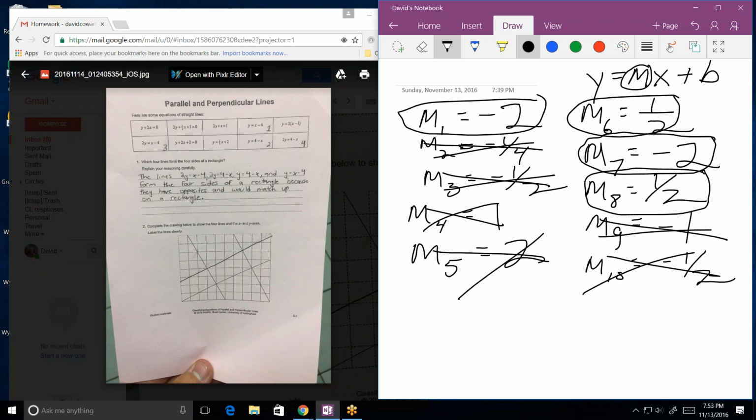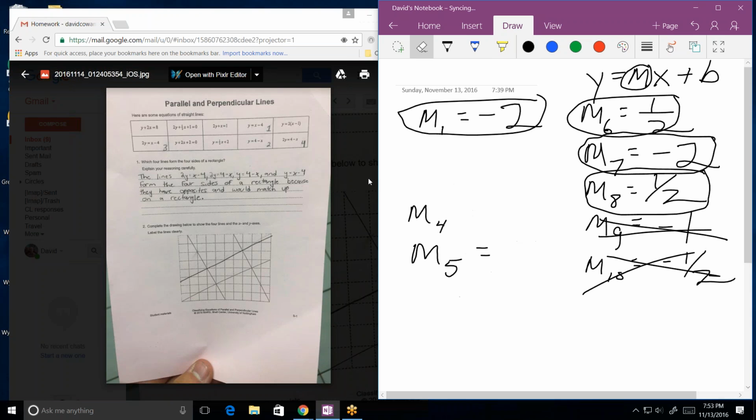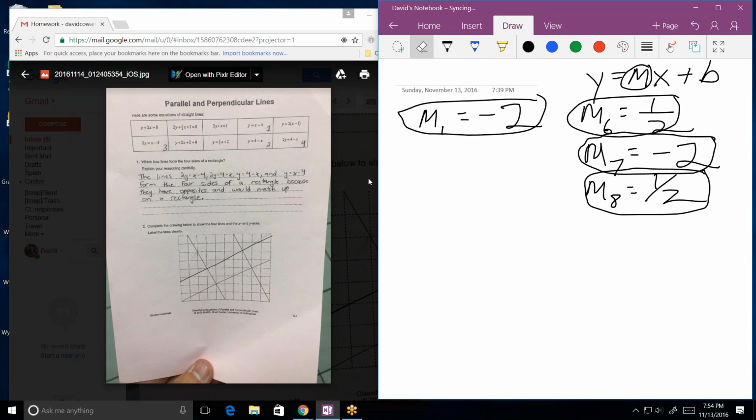Okay? Now complete the drawing below to show the four lines and the x and y axes and label them clearly. Well, to graph these, we need to graph these four equations. Okay? So let me just do that. Let me get rid of all the ones that don't matter. So it's these four equations that I've got to graph.